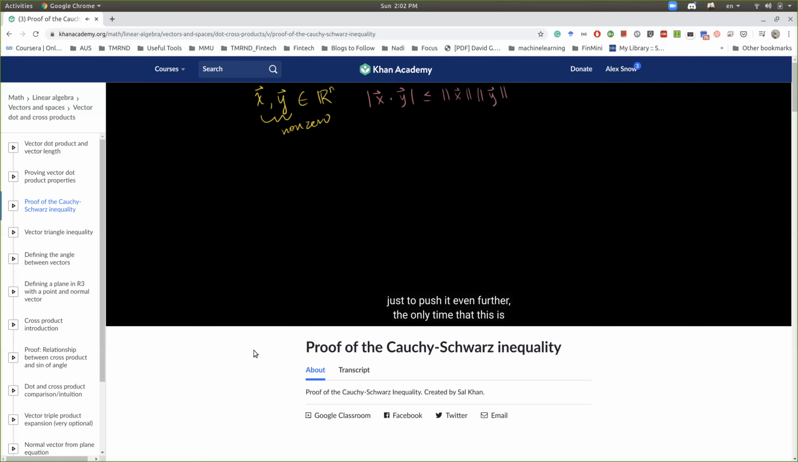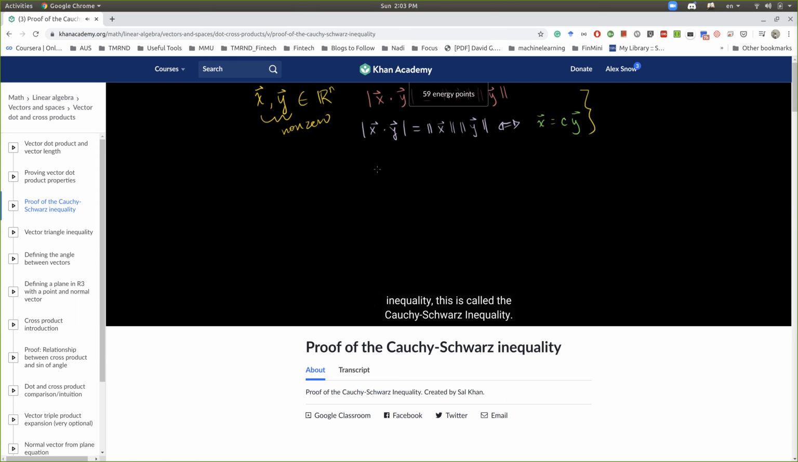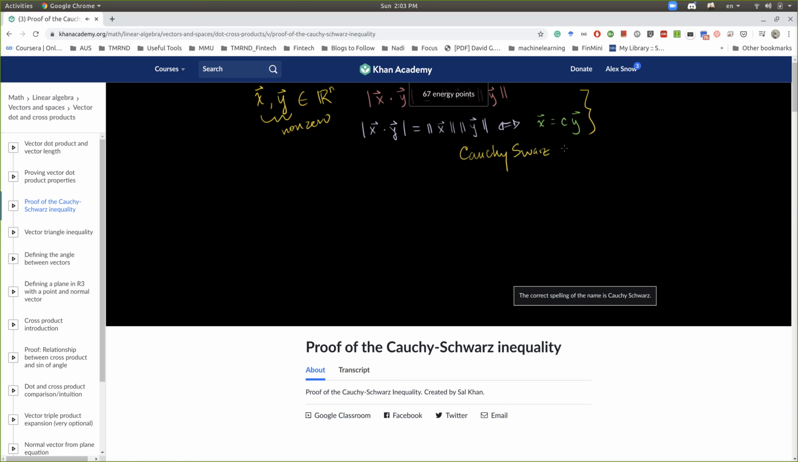And just to push it even further, the equal and the less than or equal apply only in the situation where one of these vectors is a scalar multiple of the other, or they're collinear. The one's just kind of a longer or shorter version of the other one. So only in the situation where, let's just say, x is equal to some scalar multiple of y. And this equality and this inequality is called the Cauchy-Schwarz inequality.